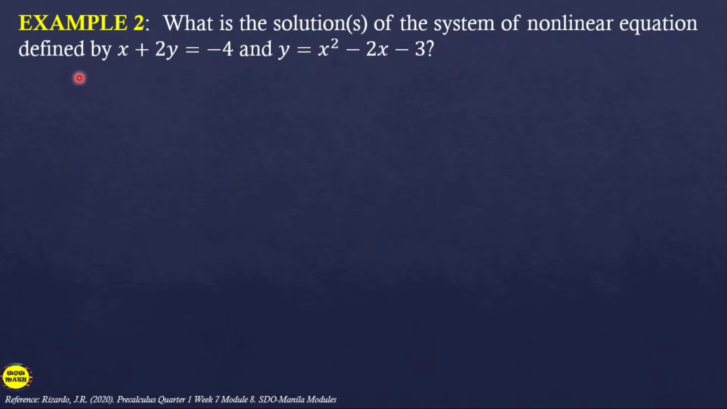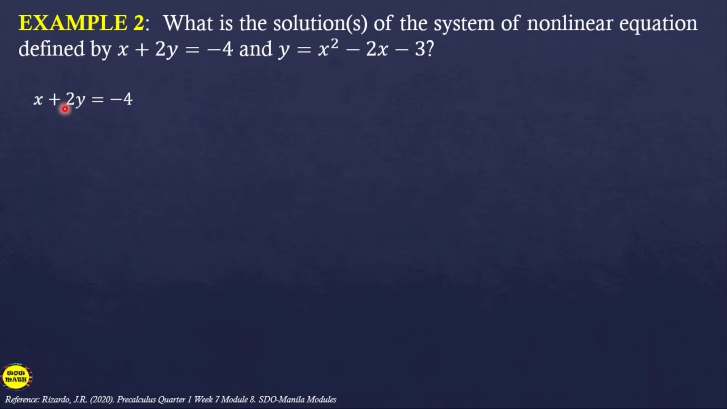Okay, for example number 2, so what is the solution of the system of nonlinear equations defined by x plus 2y is equal to negative 4 and y is equal to x squared minus 2x minus 3? So since binigay naman sa problem yung dalawang equation natin, yung unang equation natin is x plus 2y is equal to negative 4.